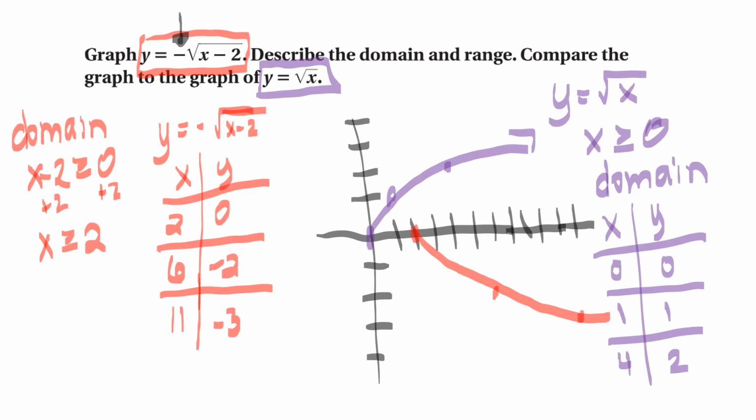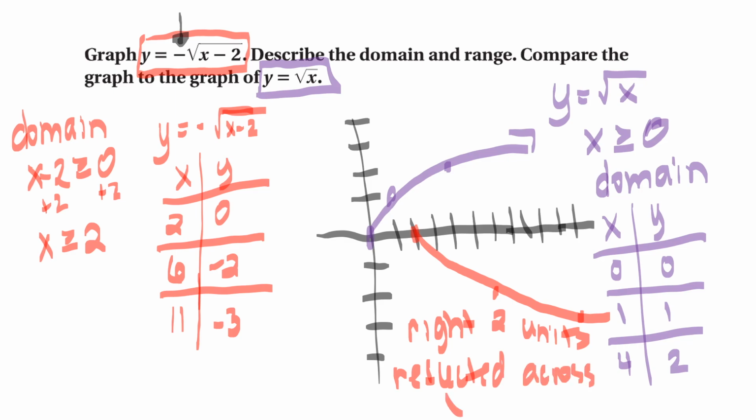So we can see that the red graph has been translated to the right and then reflected across the x-axis. So this red graph is to the right 2 units, and then it was flipped, so we call that reflected across the x-axis. So we're just comparing the graphs here.